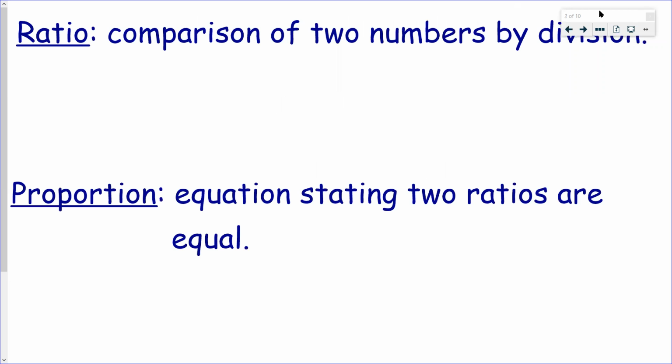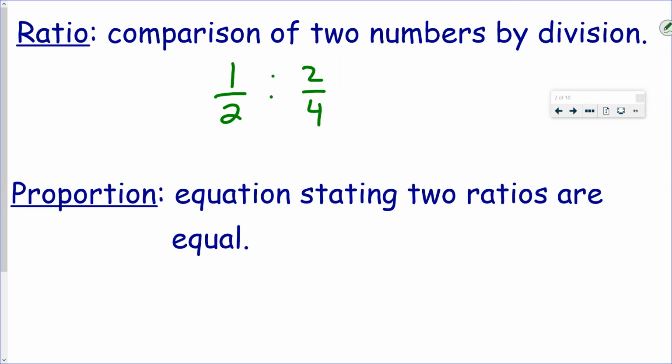We have two definitions we're going to look at. The first one is, what is a ratio? A ratio is a comparison of two numbers by division, such as 1/2, 2/4, ratios. These are all different ratios, 1 to 2, 2 to 4. You have a ratio of 3 to 7. 3 dogs to 7 cats. It's just a comparison. What a proportion is an equation stating two ratios are equal.